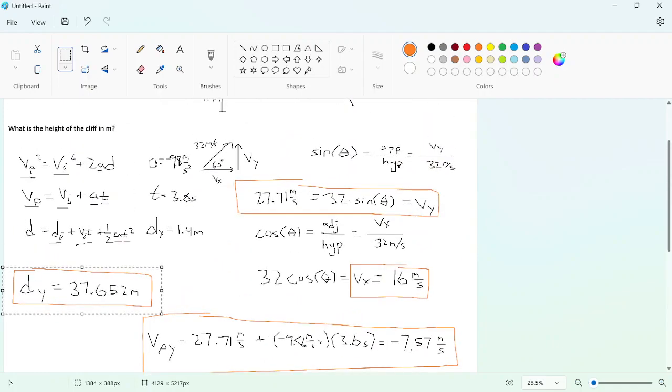With this information, we know that the arrow's final position is going to be equal to the height of the cliff, because at the time that it strikes the cliff, it is in this position. We'll go ahead. This is our answer.